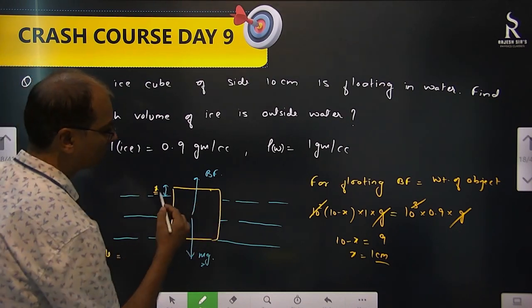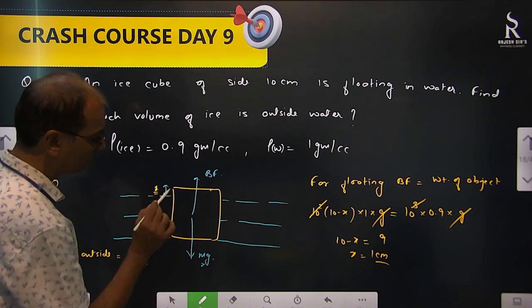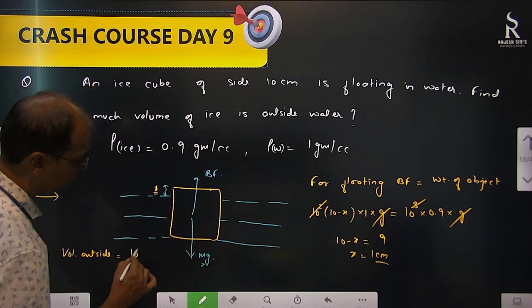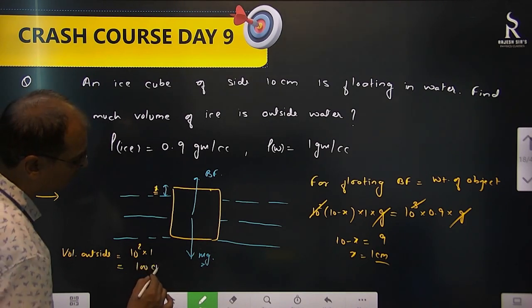What is the area? 10 square. And how much is the side outside? 1 centimeter. 10 square into 1. So that means 100 centimeter cube is outside.